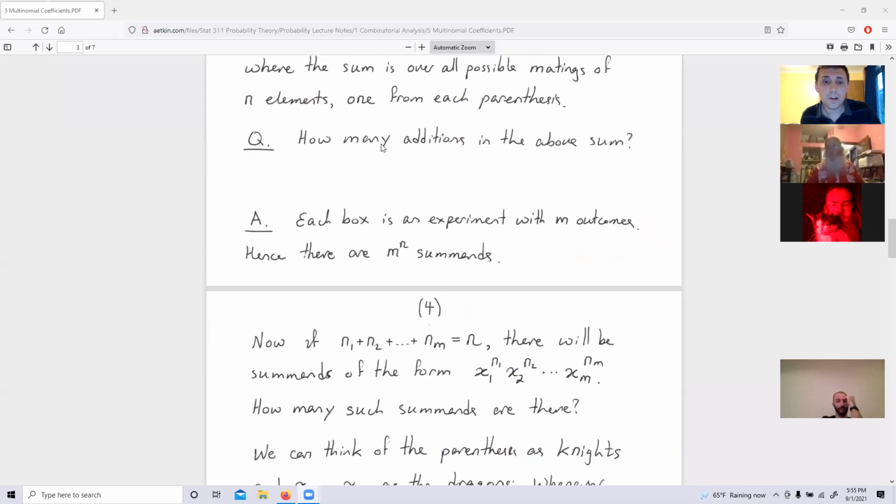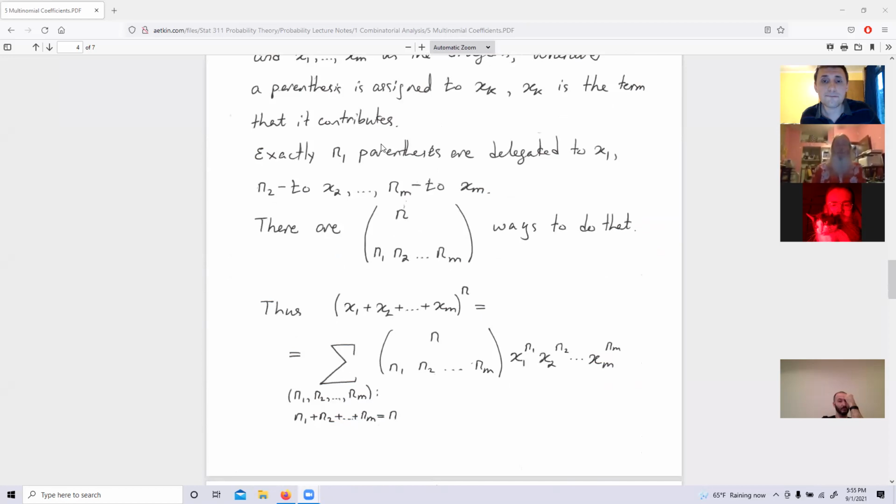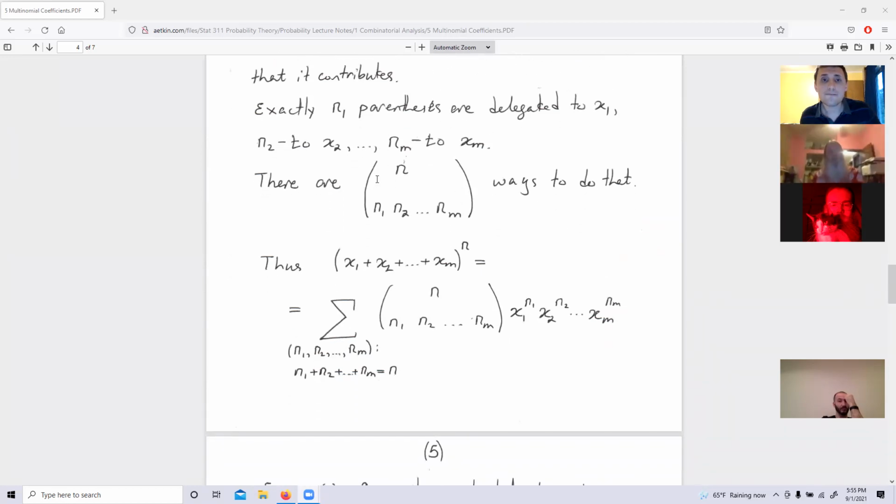Okay. So that is very useful in understanding what the coefficient is. If I asked for the coefficient where the power of x1 is n1, the power of x2 is n2, the power of x3 is n3, and so on, where the sum of the powers is clearly equal to n. Here you have it. The summation is over all such possible sums.